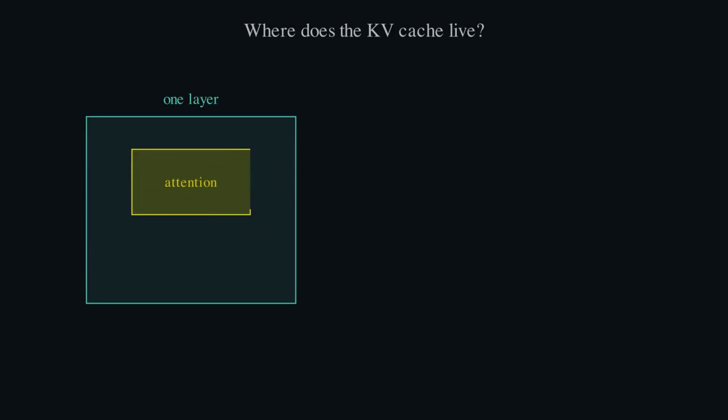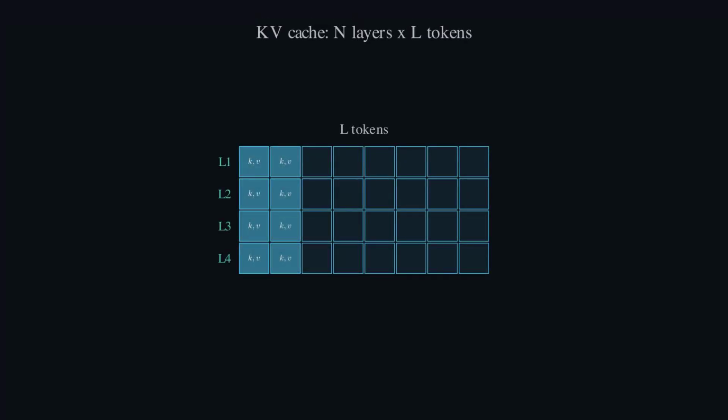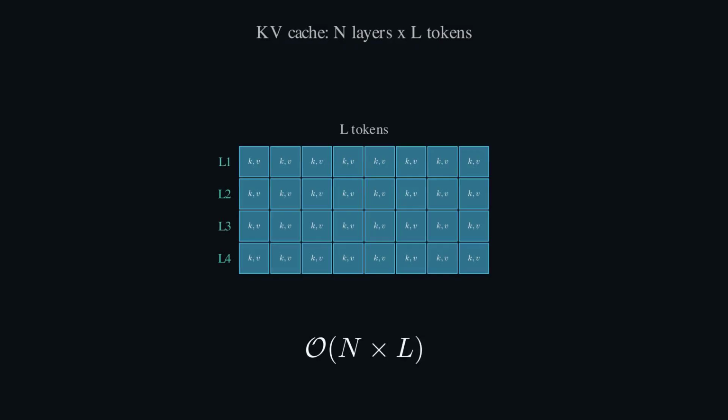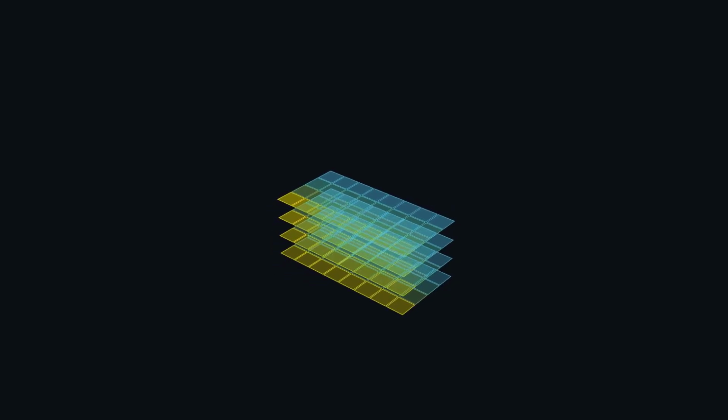Now, where does the KV cache live? Inside every layer's attention, every token deposits 1 row, its key, its value. The next token attends to all of them. For 1 forward pass, n layers, L tokens, the cache is a flat sheet, n times L rows. Now loop the stack 4 times. Every loop appends a fresh row at every layer, at every token. The cache becomes a box, not a sheet, a box.